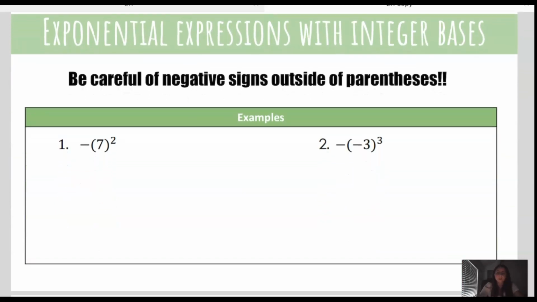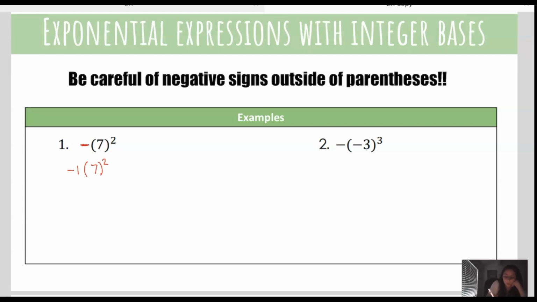All right, one last thing we have to look at when simplifying exponential expressions is when there's a negative sign outside of parentheses. So remember, when we have a negative sign right outside parentheses, that's like saying negative 1 times whatever is inside that parentheses. So we're really doing negative 1 times 7 to the second power, or 7 squared.